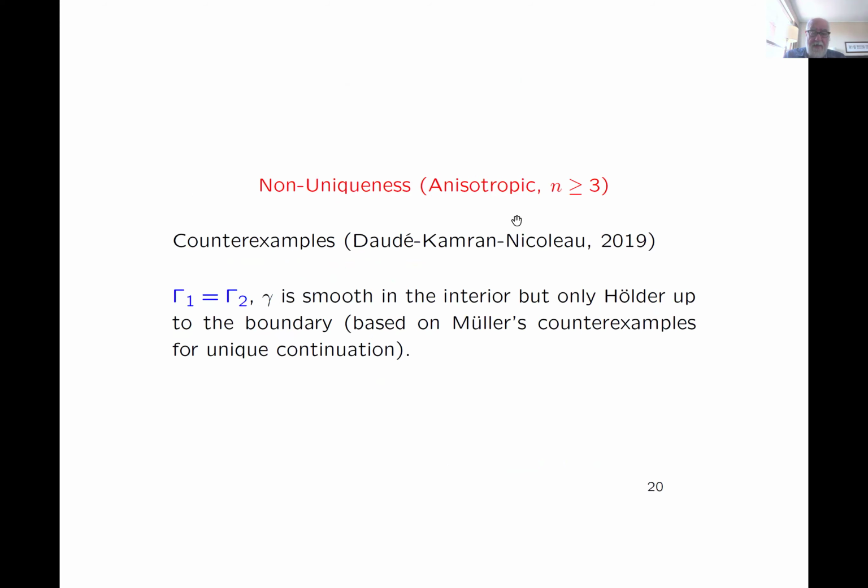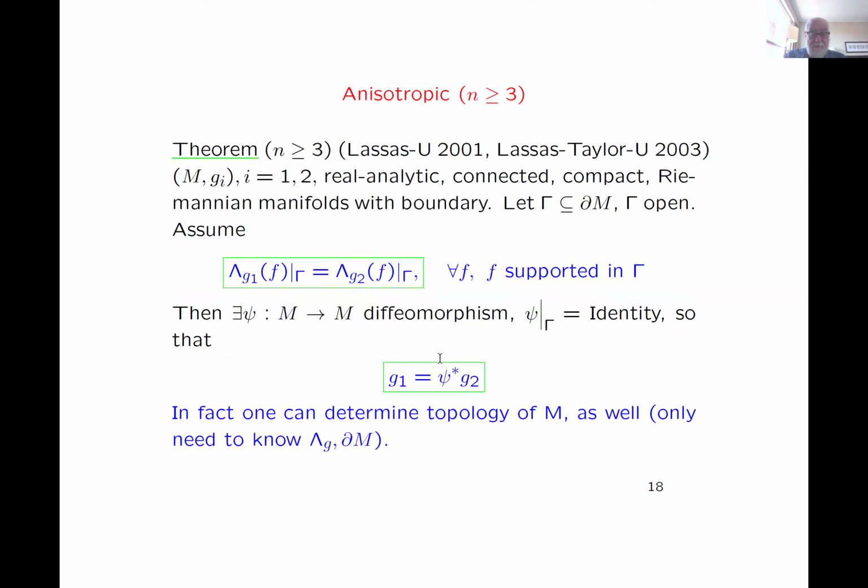And let me mention an interesting recent result, in dimension bigger than or equal to 3, by Daudet, Camran, and Nicolas, where they have partial data. That means F is supported in an open set of the boundary, and you measure in the same subset. Gamma can be the whole boundary. You can think of the whole boundary, but it's even true in this case. Gamma is smooth in the interior, but only Hölder up to the boundary. And then it's not true that this is the only obstruction, the pullback.